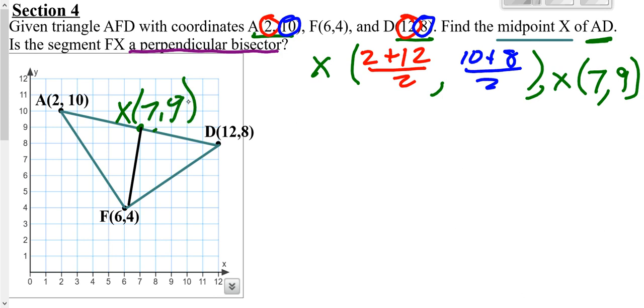We need to know if it's perpendicular. Well, one of the ways we can do that is to look at slopes. So we can look at the slope of AD, and then we can look at the slope of FX.